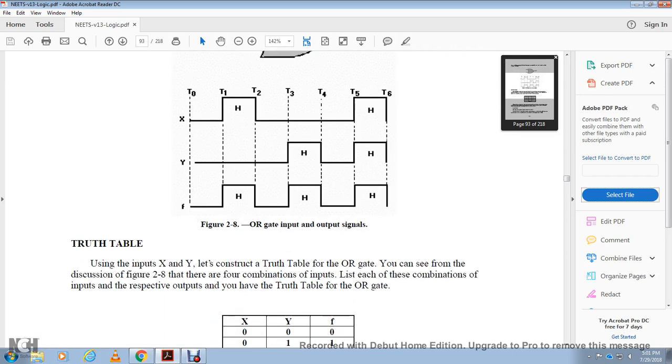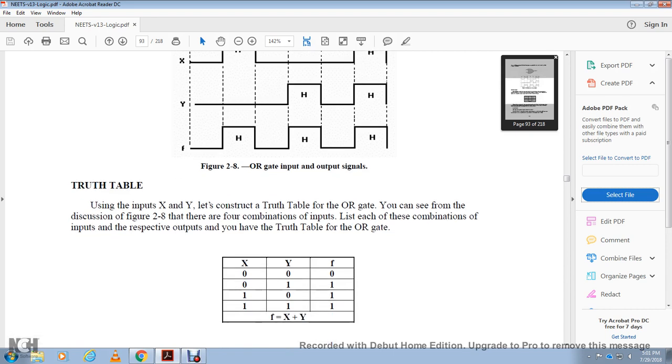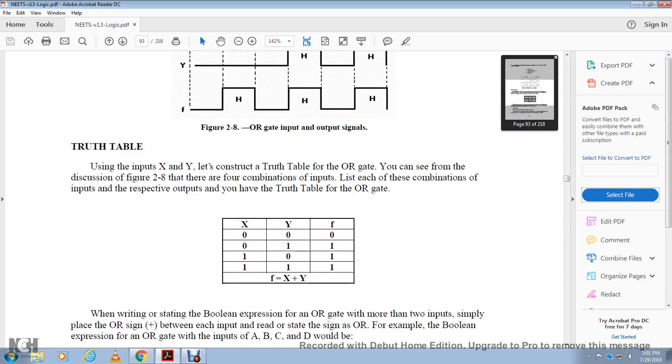Alright, the truth table. You have the inputs X and Y. Let's construct the truth table for the OR gate from the discussion of figure 2-8. There are four combinations for the inputs, and each combination has a resulting output. This gives you the truth table for the OR gate. F is equal to X plus Y.